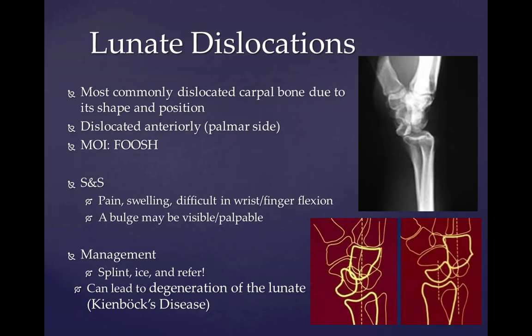The lunate is the most commonly dislocated carpal bone. Lunate dislocations are traumatic wrist injuries that require prompt management and surgical repair. The lunate typically gets displaced and will rotate volarly, or towards the palm. The rest of the carpal bones typically stay in normal alignment in relation to the radius.